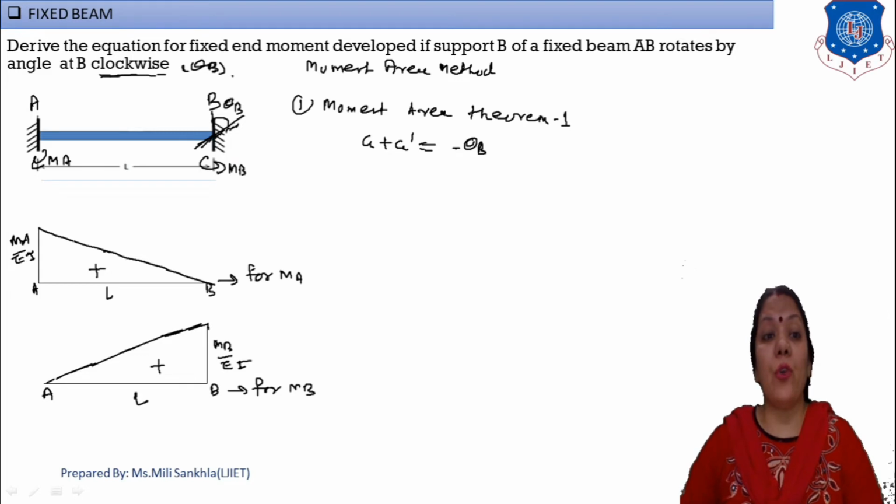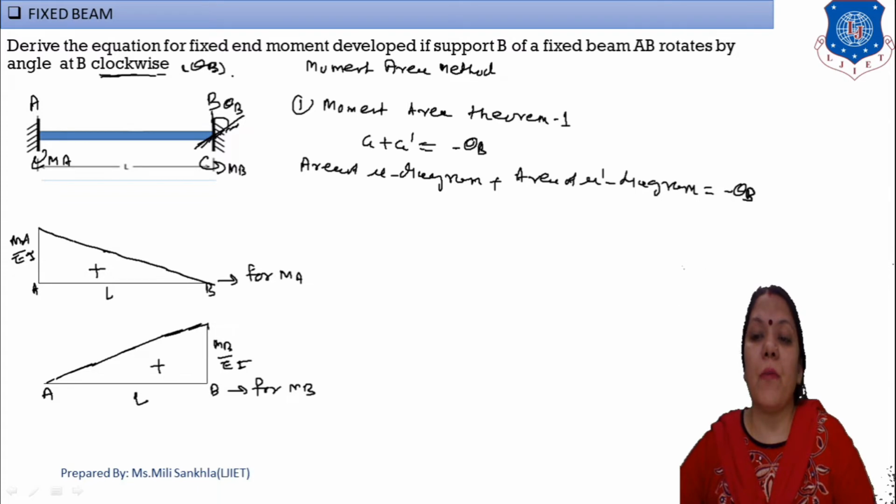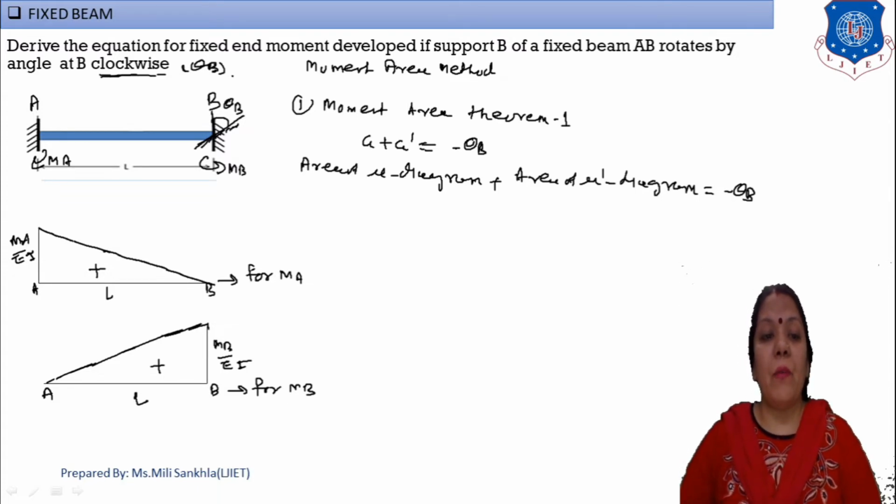Now A is equal to area of this diagram, A is equal to area of mu diagram according to our step of moment area method, plus A dash is equal to area of mu dash diagram. Simply, mu dash diagram is equal to minus theta B. Now mu diagram means this diagram and mu dash diagram means this second diagram.